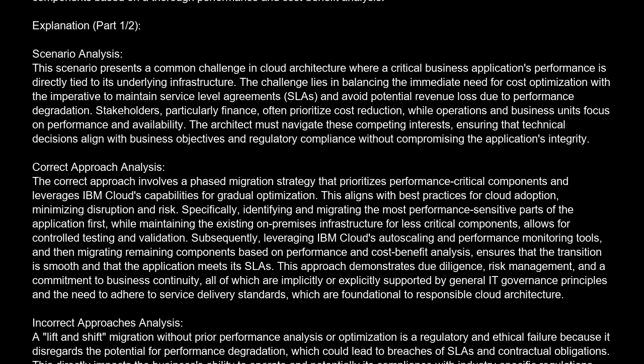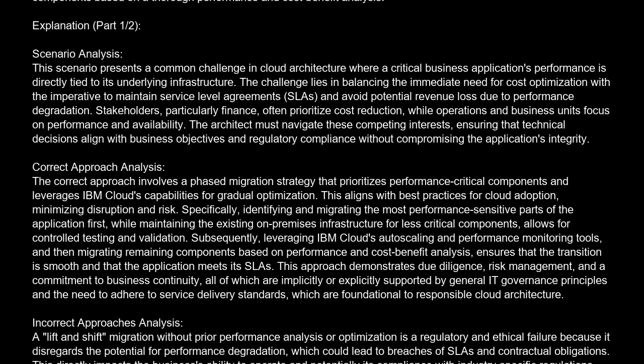Explanation: Scenario analysis. This scenario presents a common challenge in cloud architecture, where a critical business application's performance is directly tied to its underlying infrastructure. The challenge lies in balancing the immediate need for cost optimization with the imperative to maintain service level agreements, SLAs, and avoid potential revenue loss due to performance degradation.